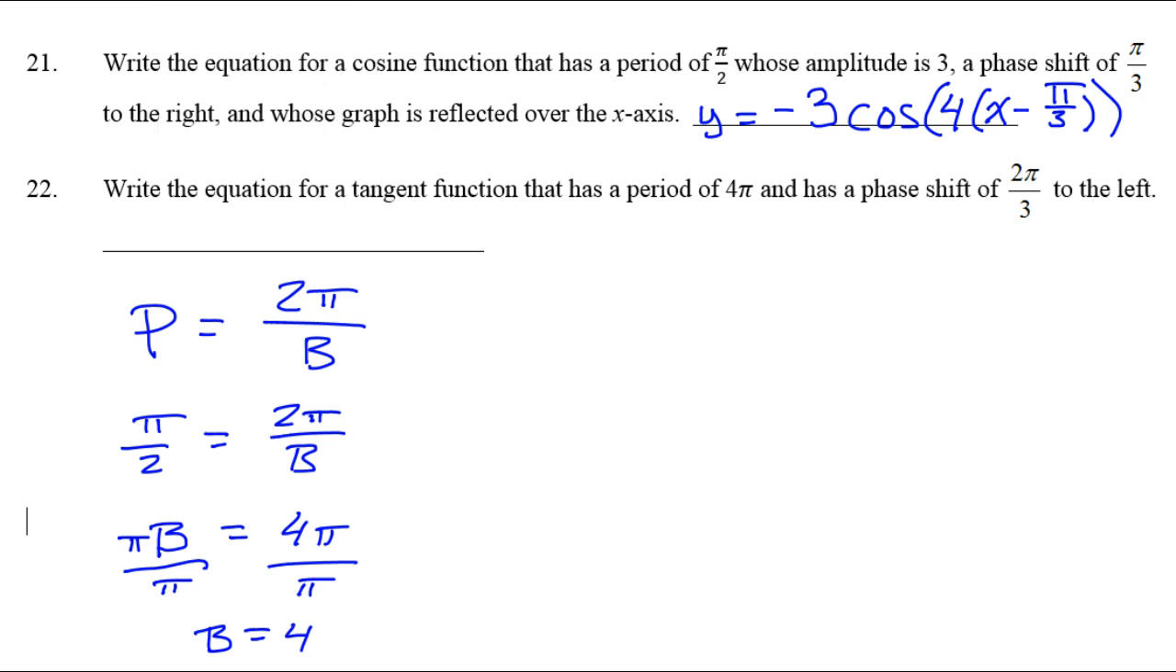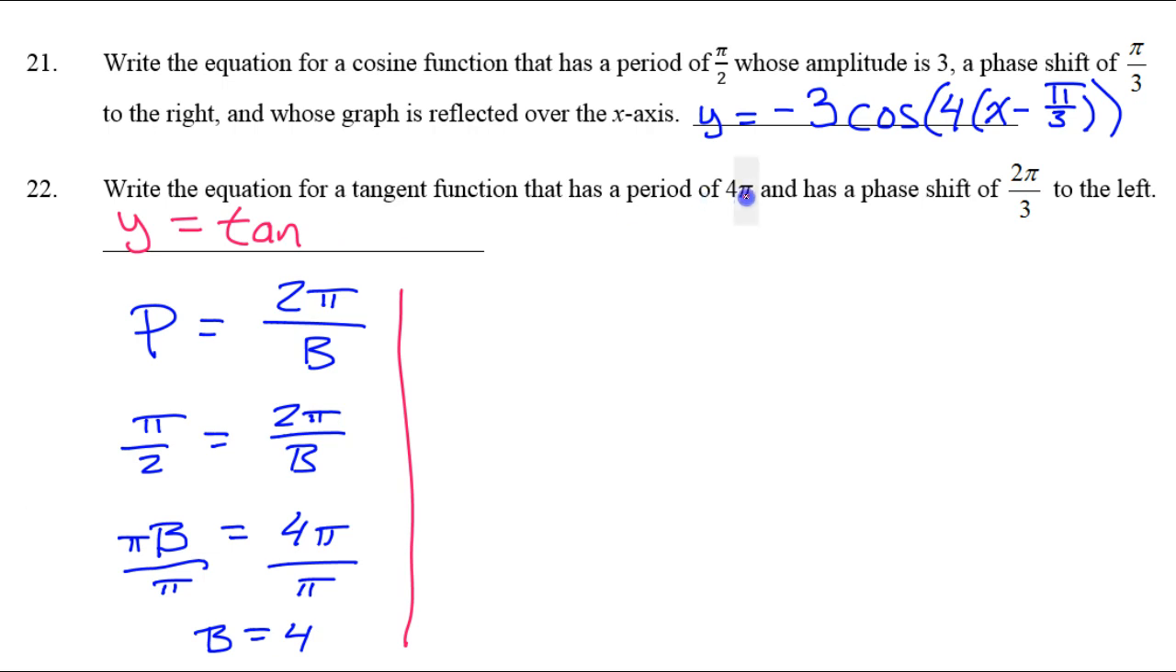Okay, what about number 22? I'll switch colors to differentiate from this stuff over here. Write the equation for a tangent function that has a period of 4 and a phase shift of 2 pi over 3 to the left. Alright, it doesn't say anything about a reflection, so I'm going to go ahead and write y equals. There won't be any negative sign. Let's see, they gave us no information about the a value, so I'm not going to put one. So I'm just going to go ahead and put tangent. Alright, don't forget tangent does not have an amplitude, so there's that. But that doesn't mean there's no a value.